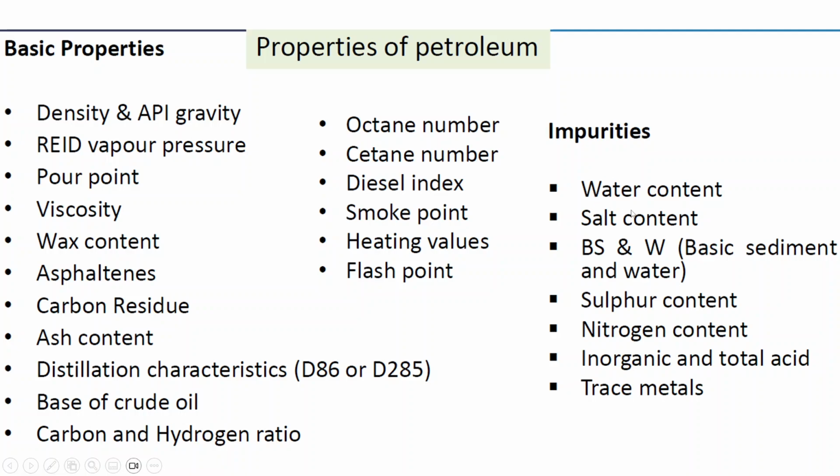And these are some of the impurities found in petroleum crude oil: water content, salt content, BS&W, that is basic sediment and water, sulfur content, nitrogen content, inorganic and total acid, and trace metals. All this we will be studying further.